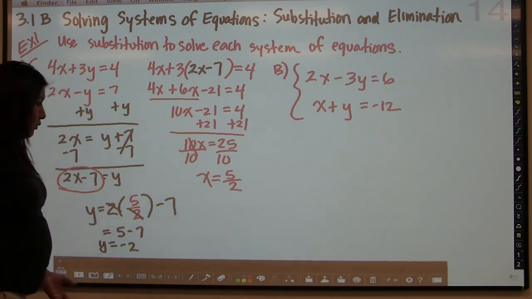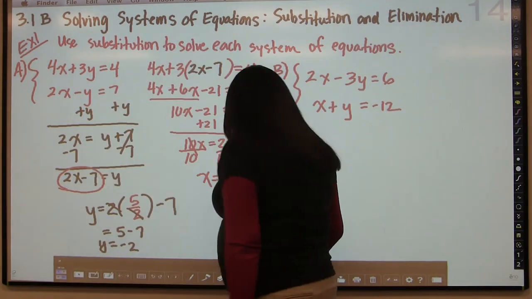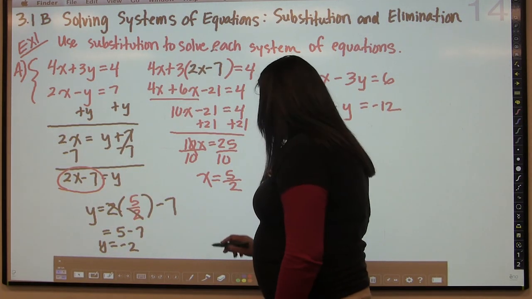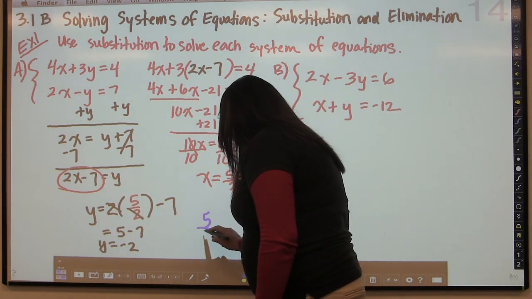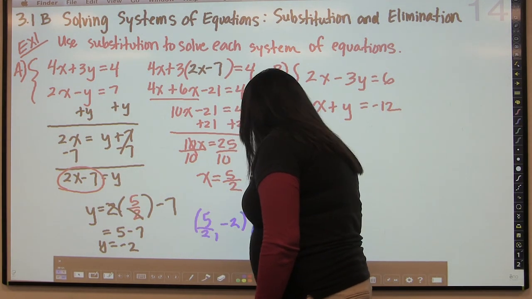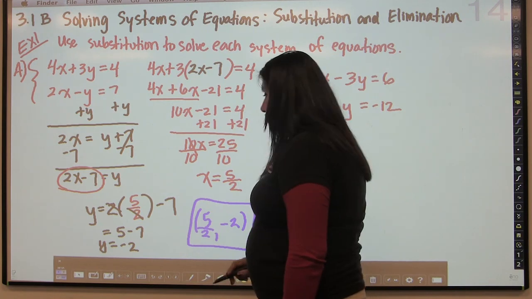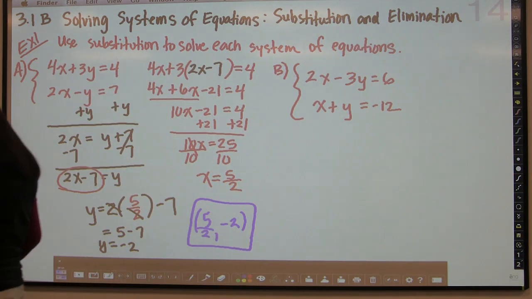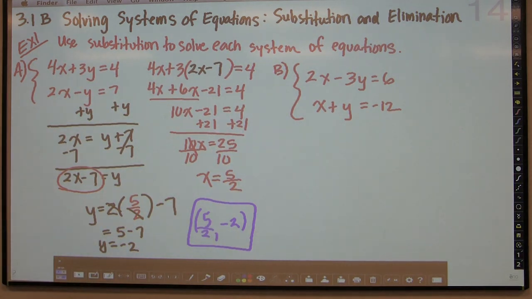At the very end, we should always write our solution as an ordered pair, just like we did in the previous section, where x goes first. So 5 halves, comma, negative 2, and this would be our solution. So that, in a nutshell, is how we do substitution. But I again want to just do a couple more, just in case you're still not quite sure.